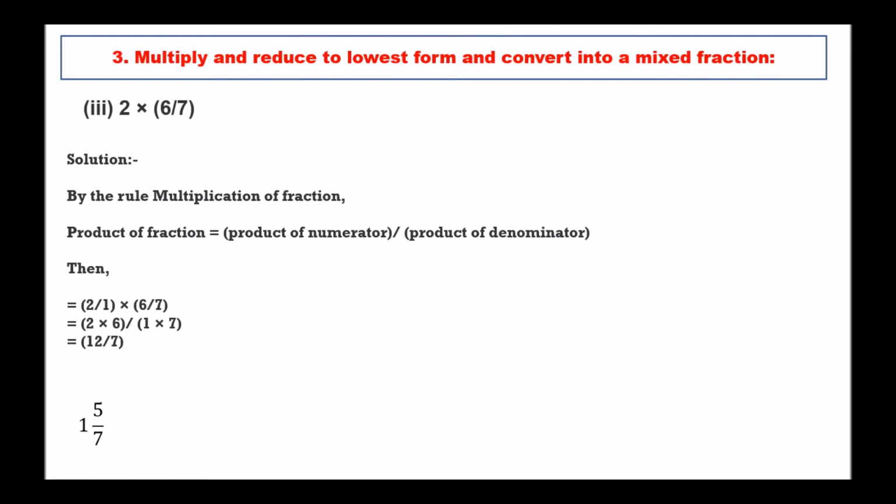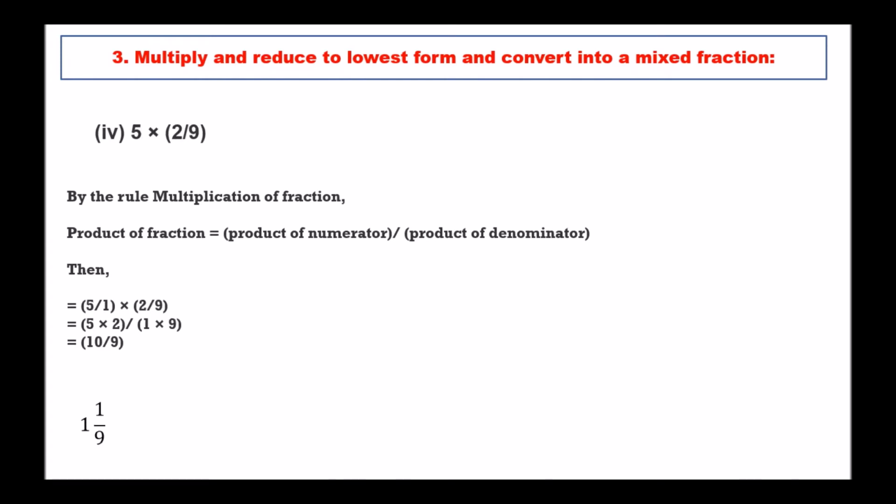Next, 2 into 6 by 7. So here also we will apply the rule of multiplication of fractions. So 2 upon 1 into 6 upon 7. So 2 into 6 divided by 1 into 7. So it is 12 upon 7. So the mixed fraction is 1 and 5 by 7.